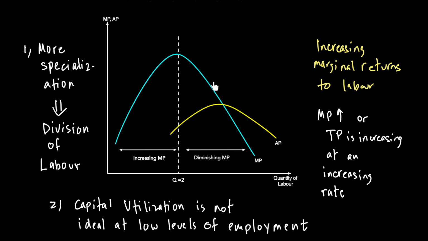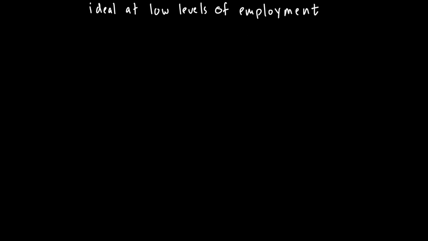As you can see, MP starts to fall. The diminishing MP happens when output rises when another worker is added, but the rise is smaller and smaller with each successive worker. Now, why does this happen? One possible explanation of the diminishing marginal product or diminishing marginal return is simply that when you are adding more and more workers, the additional gains from specialization will be harder and harder to come by.